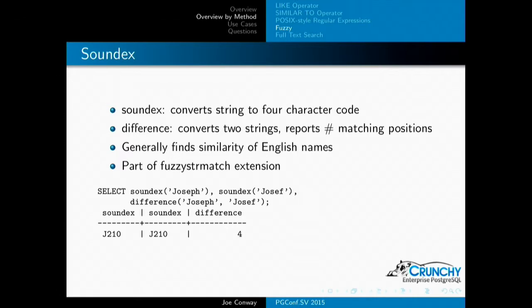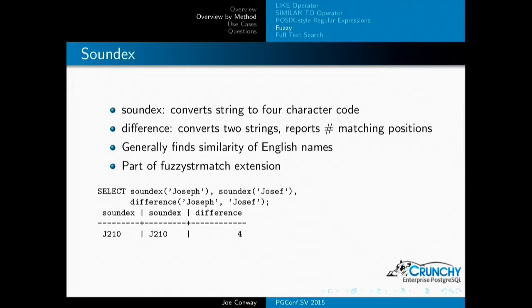Soundex basically takes a string and gives you back a 4-character code. There's also this kind of oddly named function that comes with it called difference. What it actually does is it takes 2 strings, converts them both, and then tells you how many positions match. So it's kind of backwards from what you would think. A difference of 0 means there are no matching positions, and a difference of 4 means they all match. So that's a little bit strange, but Soundex was generally designed to find similarity in English-speaking language names. So that's what it works best for.